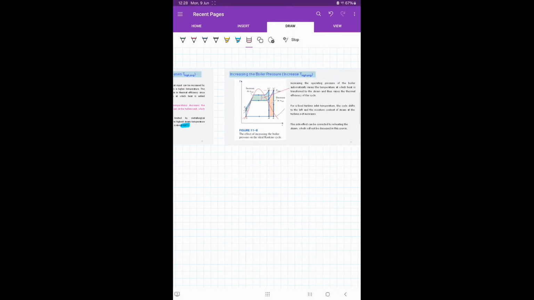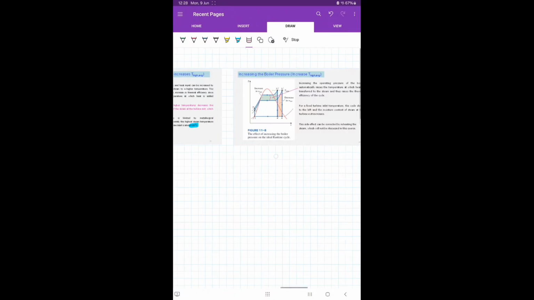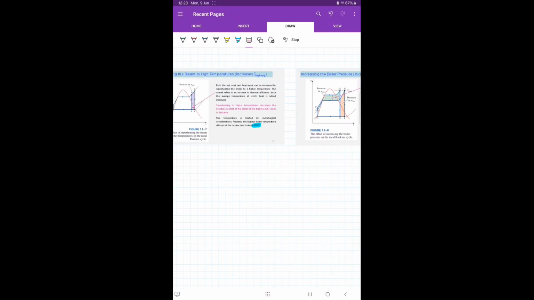So what I want to do for this problem is to do something like what we do for the previous example 11.3, where we increase the temperature of the steam and also we increase the boiler pressure. We combine both of this, right? But then when we increase the temperature, we need to make sure that the temperature of the turbine inlet cannot be more than 620 degrees Celsius.